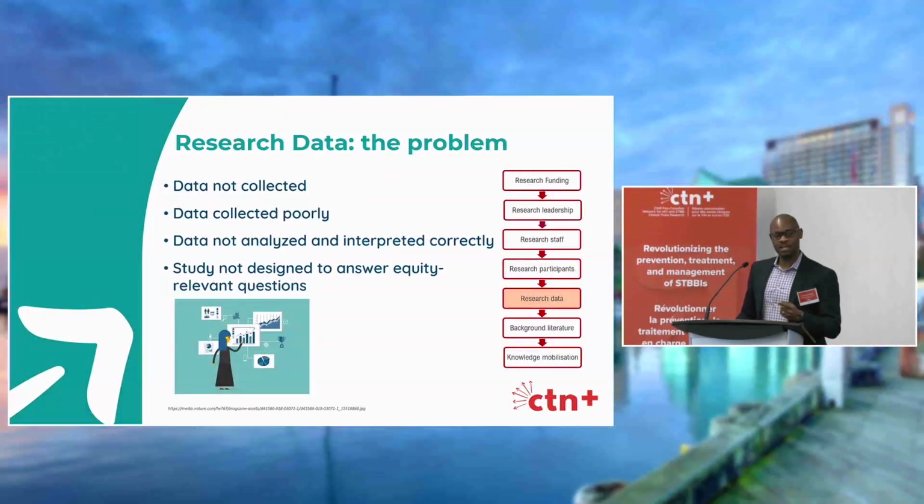So the next thing I'll talk about is the data, right? Most of the time, the data on inequities is not captured in studies, right? So we need to have all of that data on sex, gender, ethnicity, place of residence, occupation. Each time these things can influence people's outcomes.